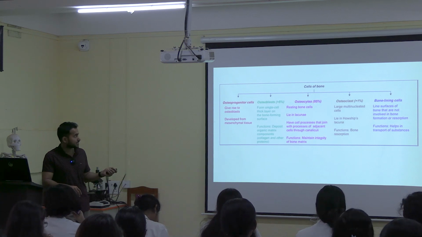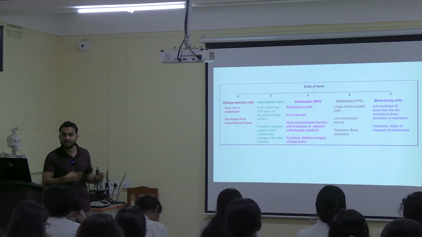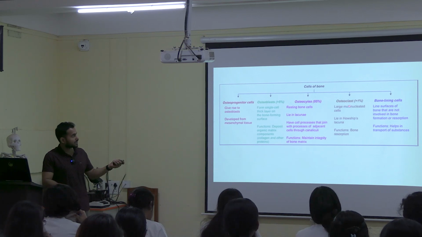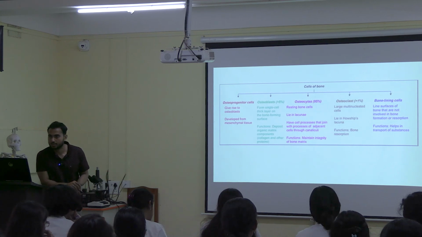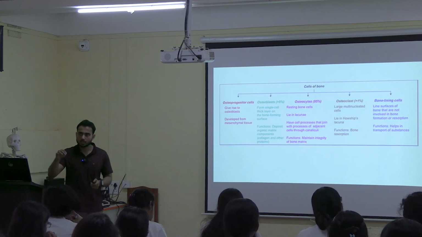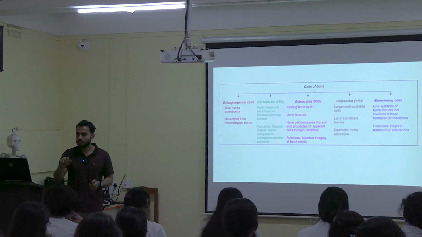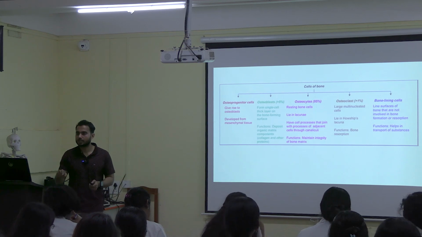Next, osteocyte cells, these are the resting cells. Mainly they are present in the lacunae and the processes in the canaliculi, which are maintaining the integrity of that particular space. Next, osteoclast cells are large multinucleated cells, and they are present in Howship's lacuna. Now what is this Howship's lacuna, and what are the functions of this osteoclast? These osteoclast cells are multinucleated, and a ruffled border is there.